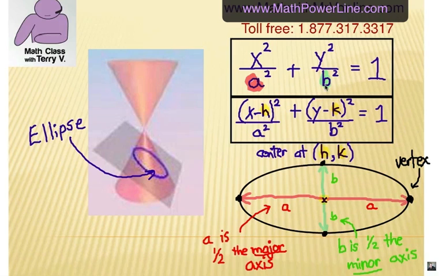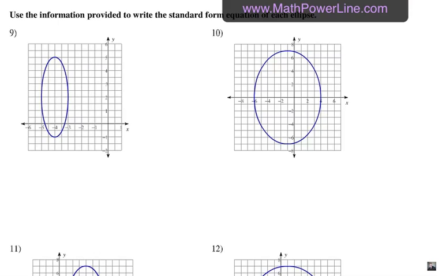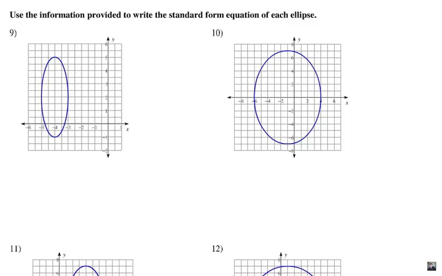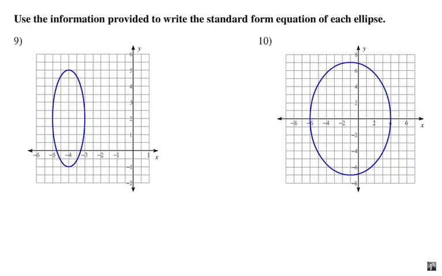All right, let's take a look at a couple of examples I want you to try. I'm giving you number 9 and number 10, and I want you to be able to write the equation in standard form from what you see in the ellipse. So hit pause on this video and come back when you think you've got the answer. Go ahead.